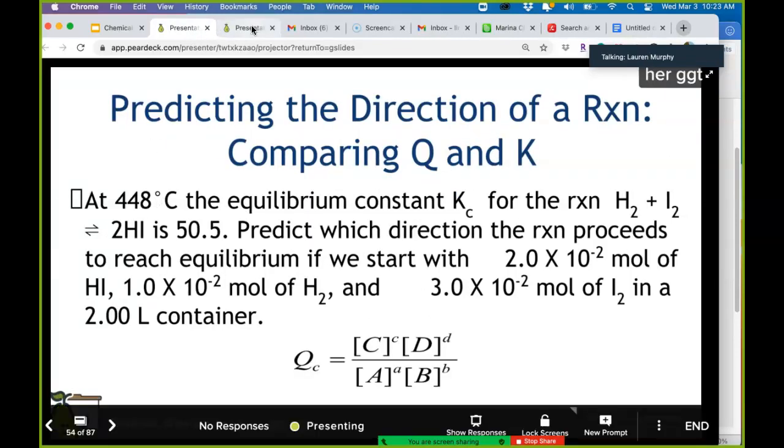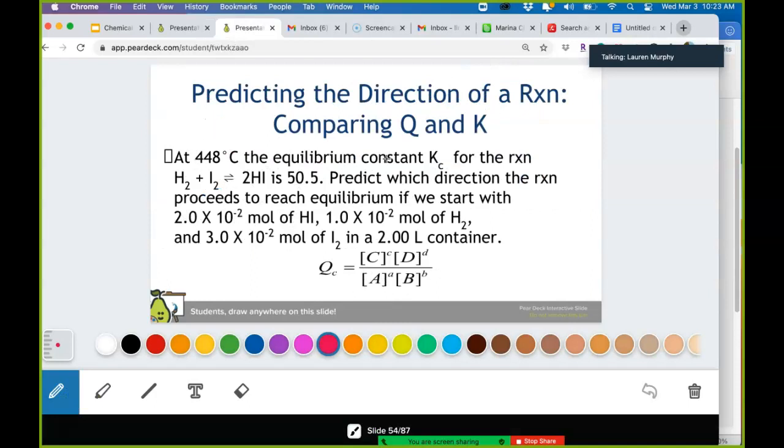Now, I'm going to do another one. At 448, the equilibrium constant for this reaction, H2 and I2 makes 2HI, is 50.5. So I gave you K. Predict which direction Q proceeds if we start with 2 times 10 to the negative 10th moles of HI, 1 times 10 to the negative 2 of H2, and 3 times 10 to the negative 2 of I2.